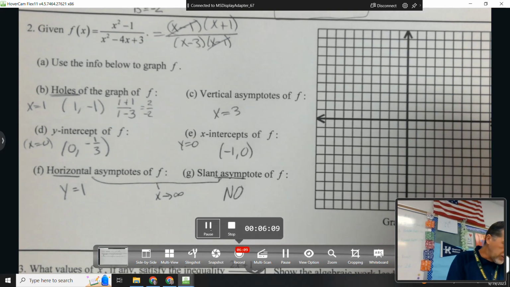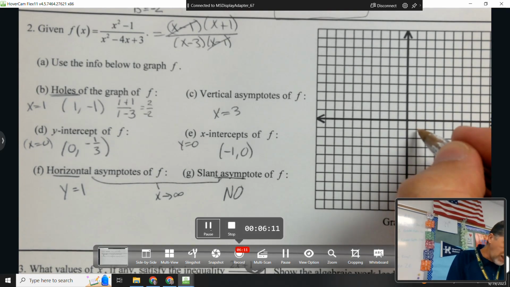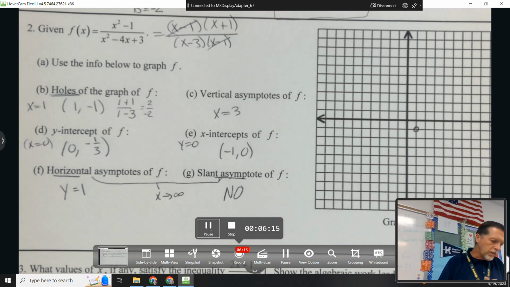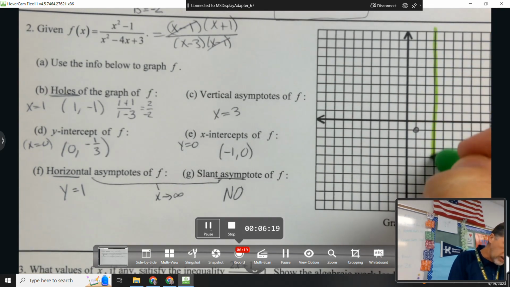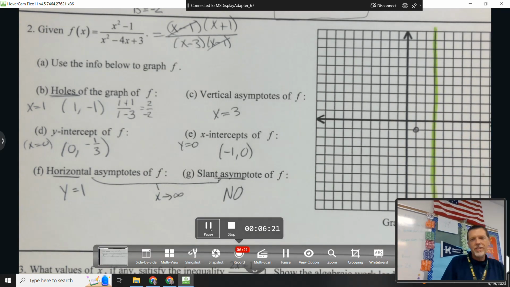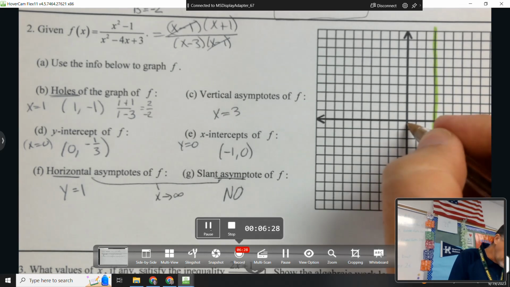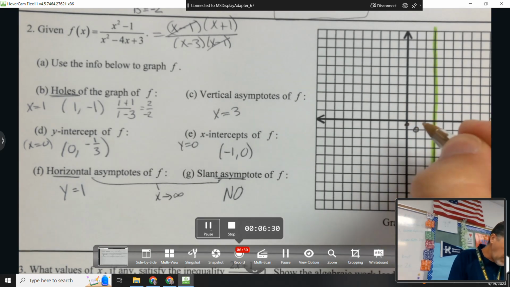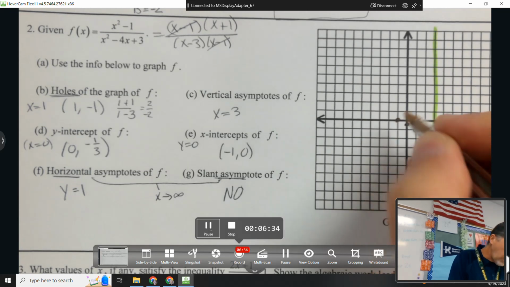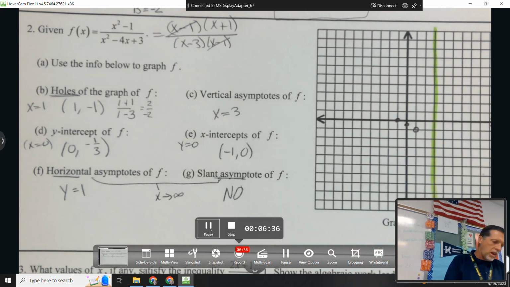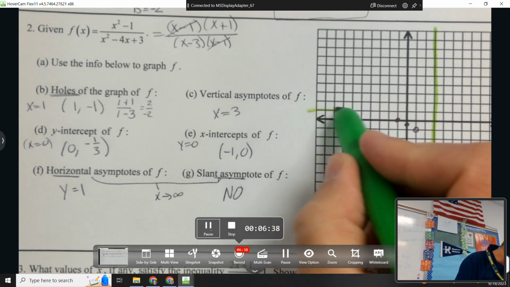Okay, let's see if we can put all this on the graph. A hole at 1, negative 1. Vertical asymptote at x equals 3. See how wild this is because I made this one up this morning. Y-intercept at 0, negative 1/3. X-intercept at negative 1, 0. And then a horizontal asymptote at y equals 1.